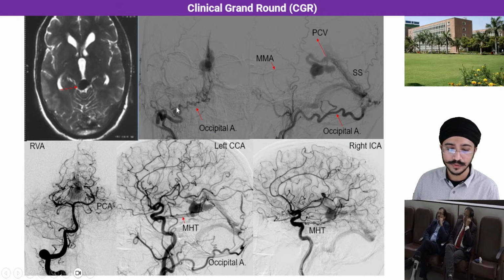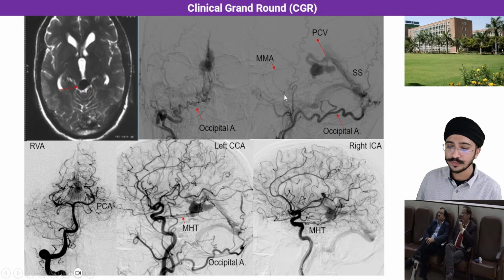We can see that there are feeders from the occipital artery that are draining into the precentral cerebral vein, which is further draining into the straight sinus, and via the transverse sinus and sigmoid sinus, it is draining outside the brain. There are feeders from the middle meningeal artery as well. In vertebral artery runs, there are feeders from meningeal arteries.